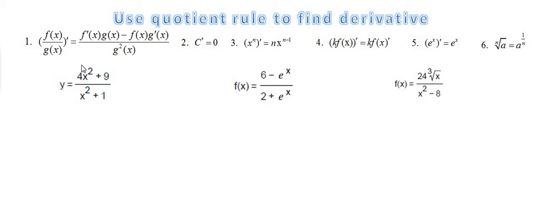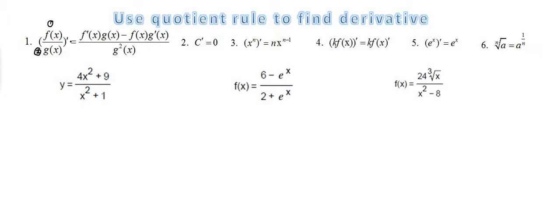Today I'm gonna talk about the quotient rule to find derivatives. First of all, I would like to recall what the quotient rule is. Given a function f(x) over g(x), we assume f(x) is the first function and g(x) is the second function.